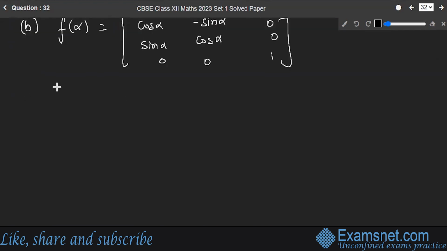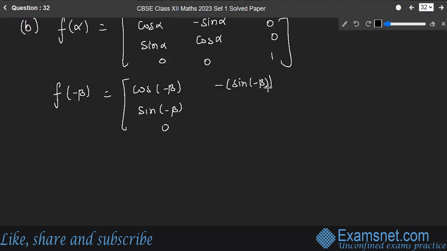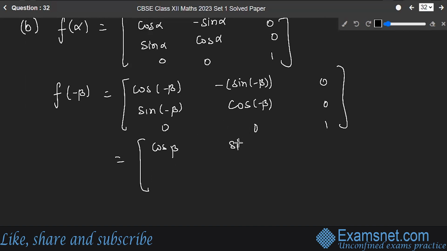Right. And f of minus beta is equal to cos minus beta, sine minus beta, and 0. Then minus of sine of minus beta, cos minus beta, 0, 0, 0, 1. Okay. This is equal to cos minus beta, which is actually equal to cos beta itself, minus of minus sine beta. This is plus sine beta, 0. This is minus sine beta, cos beta, and 0, 0, 0, 1.